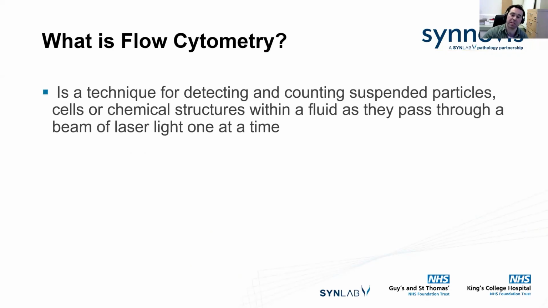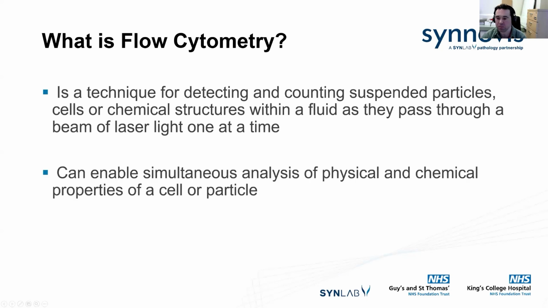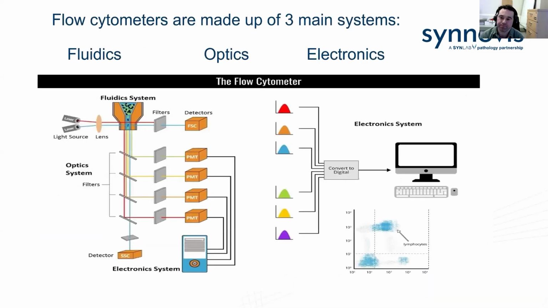So what is flow cytometry? It's a technique for detecting and counting suspended particles or cells and chemical structures when they're in a fluid as they pass through a beam of laser light, one at a time. So one at a time is very important. We want to catch the cells one at a time, single file as they run through the flow cell. It allows us to analyze simultaneously the physical and chemical properties of a cell or particle. And ultimately, it just shows us what's going on inside and on the surface of a cell.